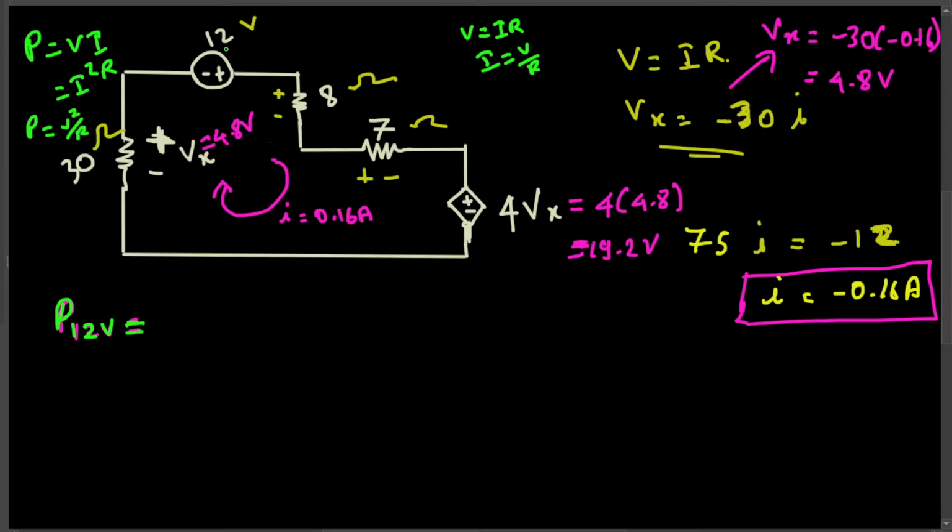But for this one, which one is better? We have voltage and the current. So VI is better. VI, 12 voltage, and the current is passing from negative to positive. So that's going to be a power absorbed. If it's negative to positive, that's power absorbed. So that's going to be positive. And the value of the current is 0.16. And if you calculate, you're going to get 1.92 watts. And this is absorbed.